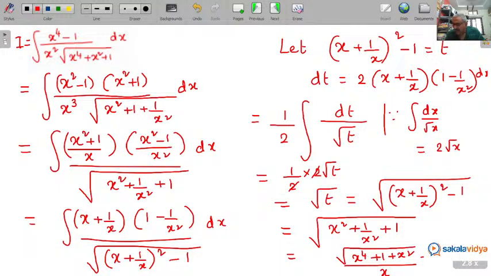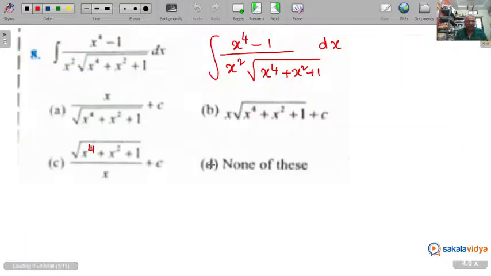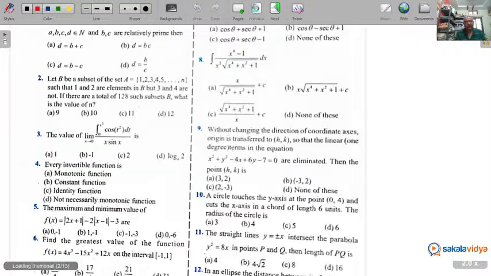See, now go back to the options, so C is the right option. That is root of x to the power of 4 plus x square plus 1 by x plus constant of integration. Right.